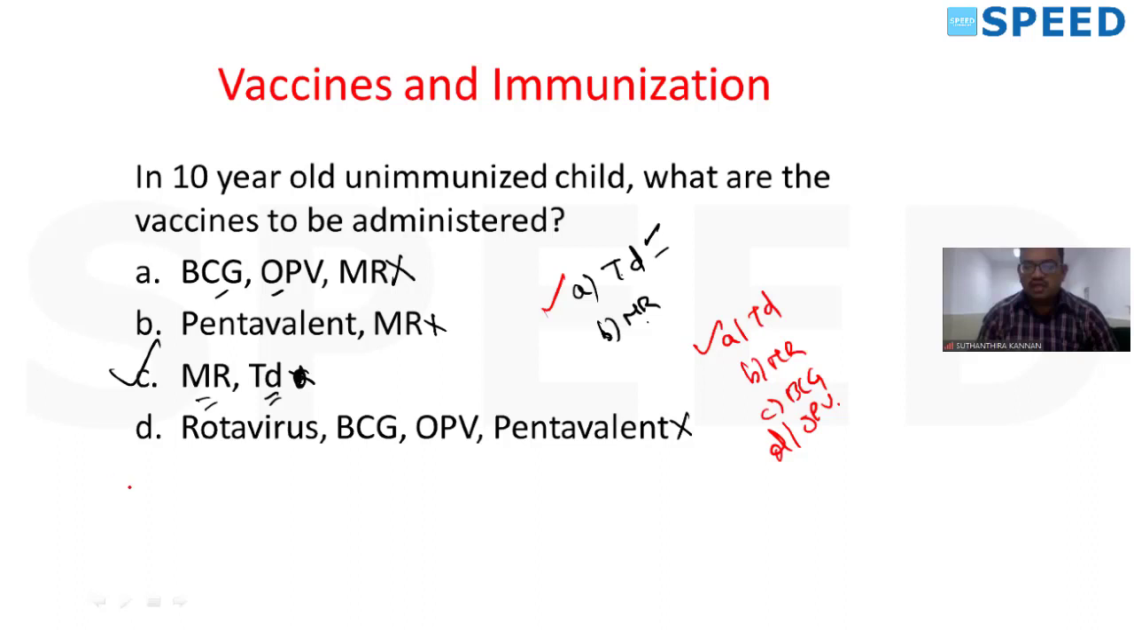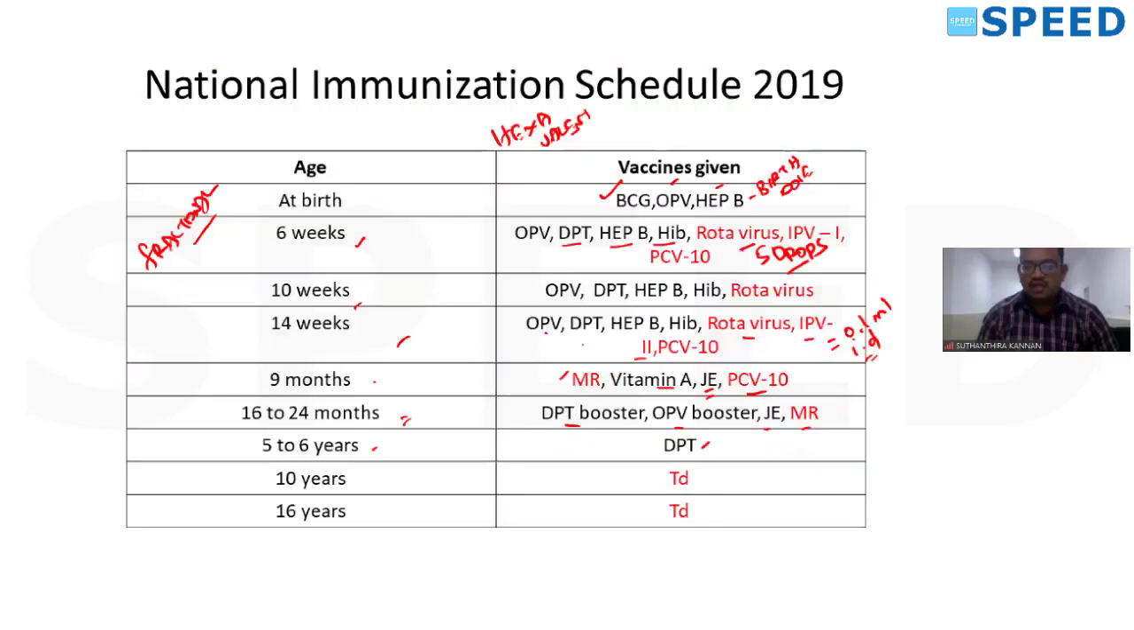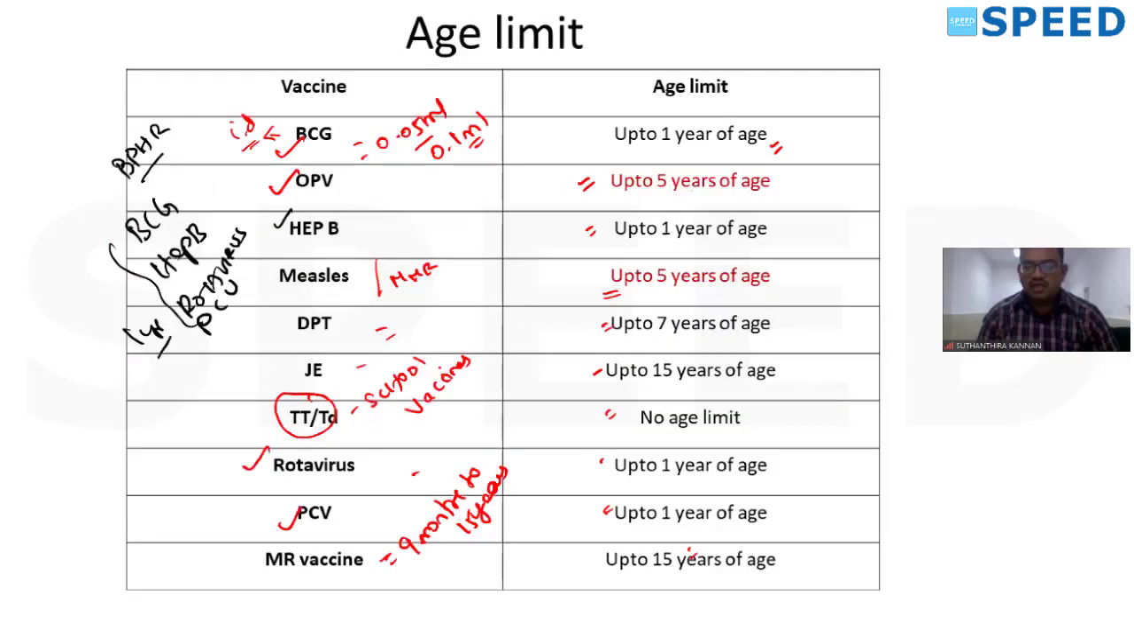But in this case, this MCQ is a recent INICET MCQ. The options I changed for this class. The MR and TD can be given in a 10-year-old unimmunized child. It is very common in tribal areas when there is lack of access to vaccination. So read about vaccination and immunization very thoroughly, and study this schedule and the age limits thoroughly, because this is a very important topic and will definitely come.